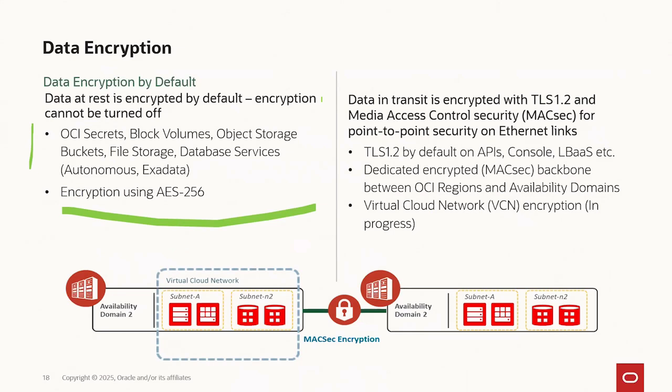Data in transit is encrypted with TLS 1.2 and Media Access Control Security, or MACsec, for point-to-point security on Ethernet links. So for things like API consoles and load balancer as a service, by default it uses TLS 1.2. For things like OCI regions and availability domains, it's encrypted through MACsec. And then our virtual cloud network, our VCN encryption, is currently in progress.